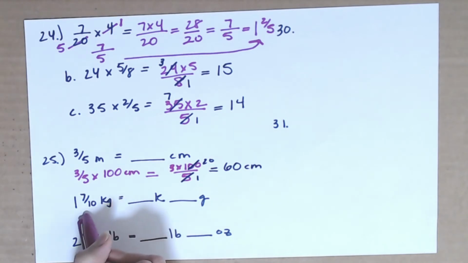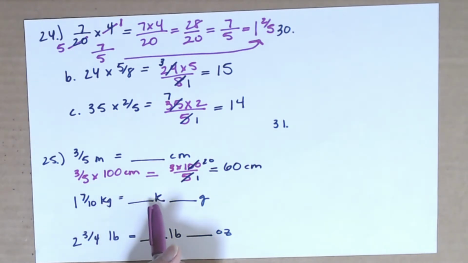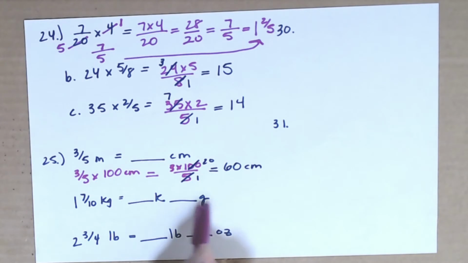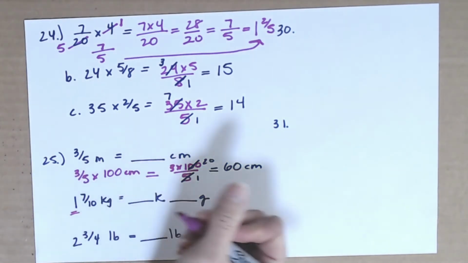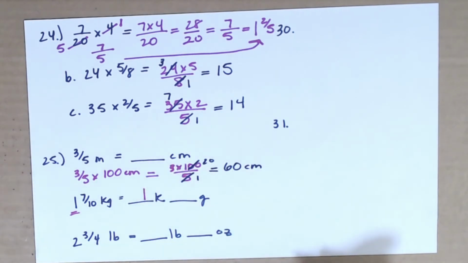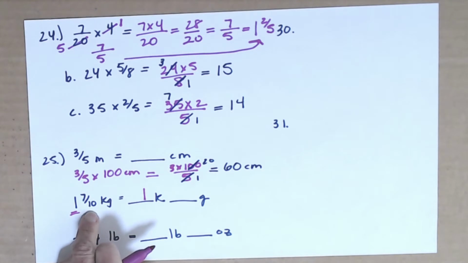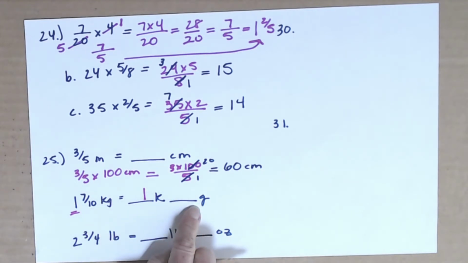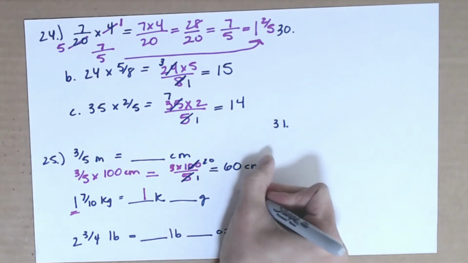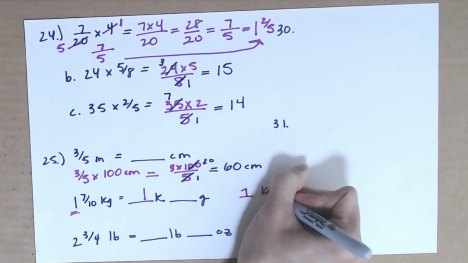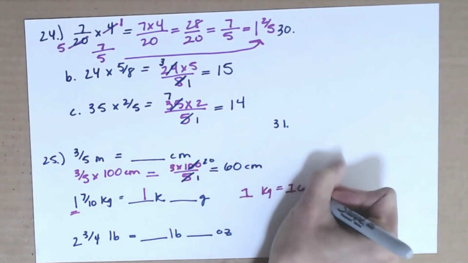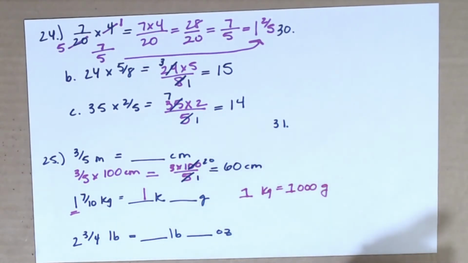The next one, I'm starting with kilograms, and I want to make it kilograms and grams. So I have 1 7/10 kilograms. So the 1 is 1 kilogram, so we'll put that with the kilograms. So we just need to convert this fractional part here, 7/10. We want to say how many grams is that. So we need to know how many grams in a kilogram. Kilo means 1,000. So 1 kilogram equals 1,000 grams.